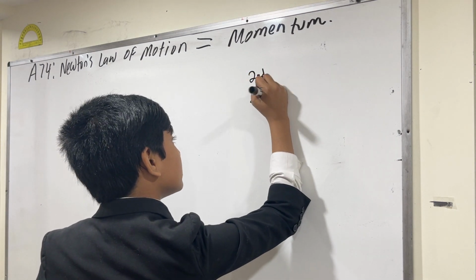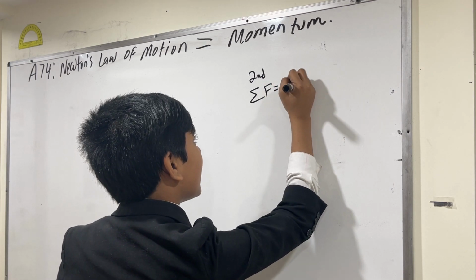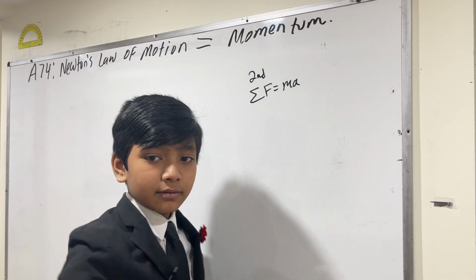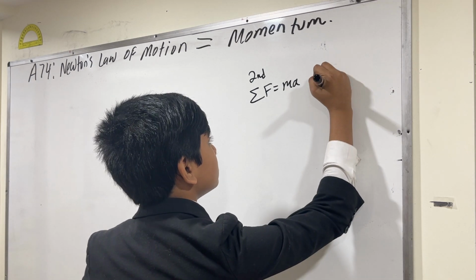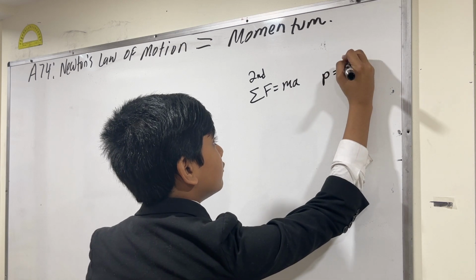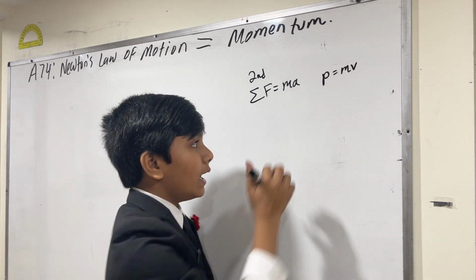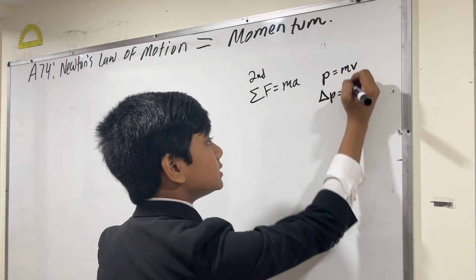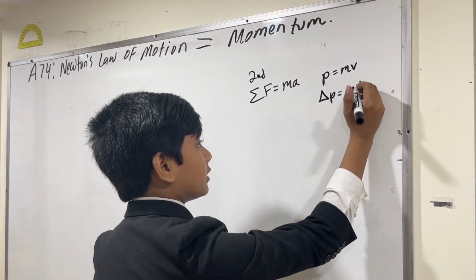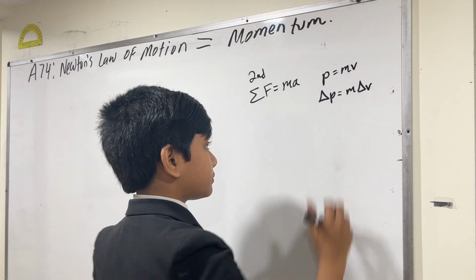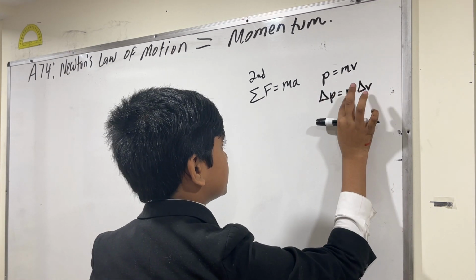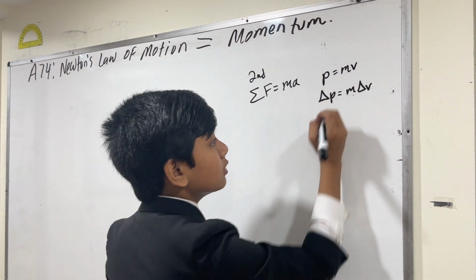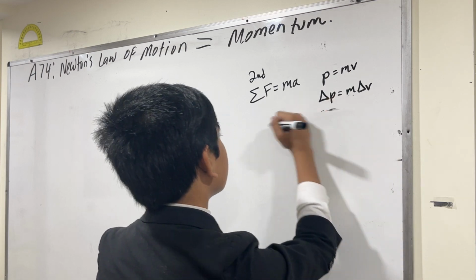F net is equal to ma. Now, let's think about this for a second. Stop and think about it. Why? Because notice that p is mv, and then delta p, or change in momentum, is going to be m delta v. You can't really add a delta m because mass is a scalar and it doesn't change. And now, what we can do is realize this.